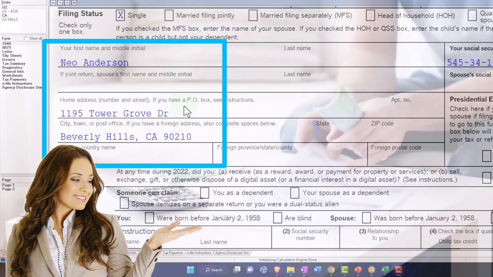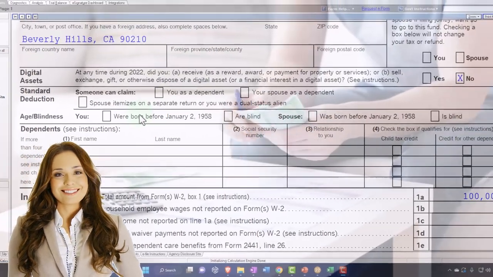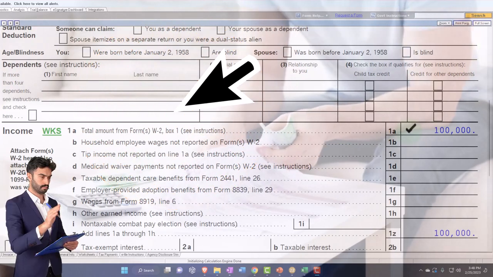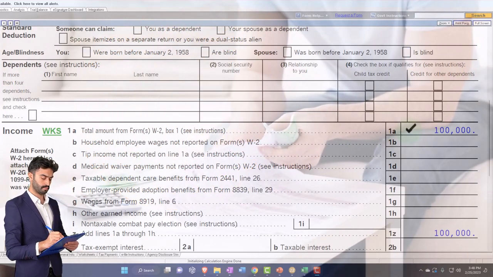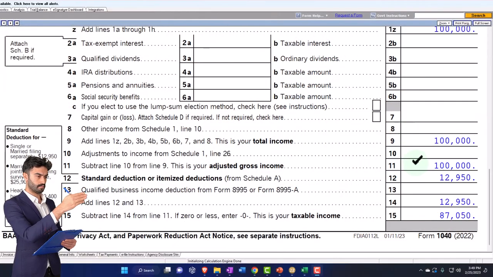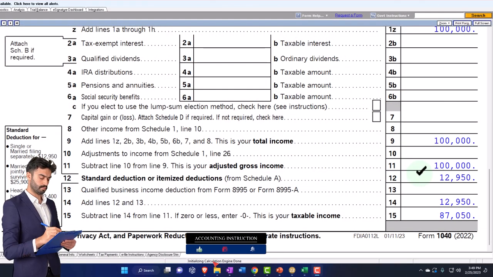This is going to be Mr. Anderson. We have the address down below. We've got no dependents at the starting point. 100,000 on the W-2 income, just to have a nice round number. And we're focusing down here then on the standard deduction. So here is our focus.